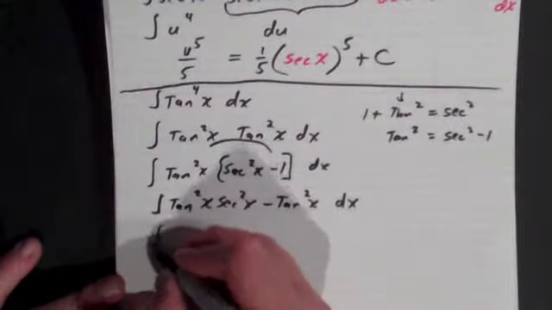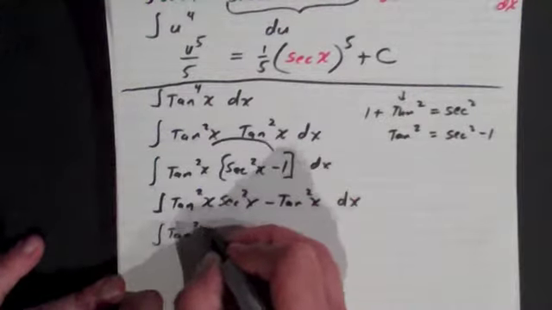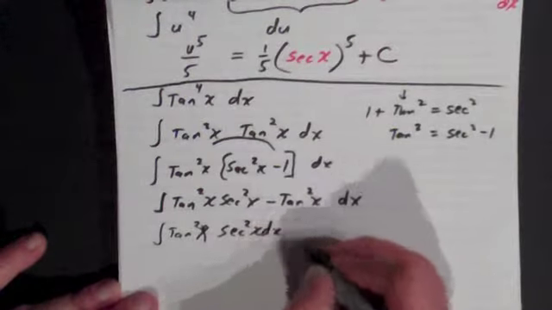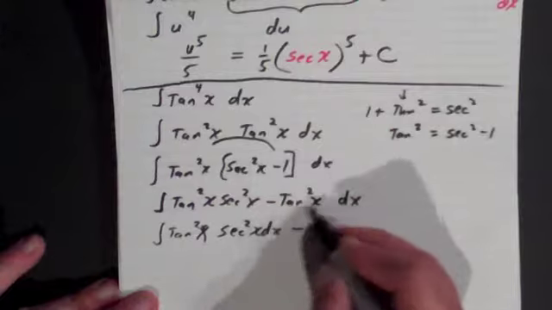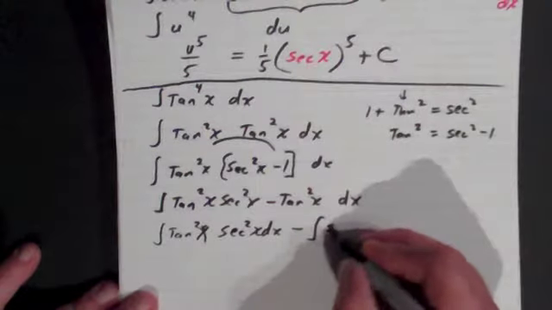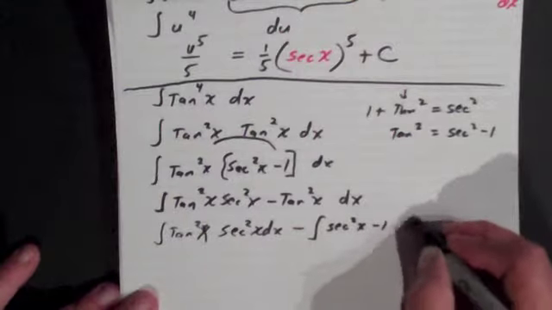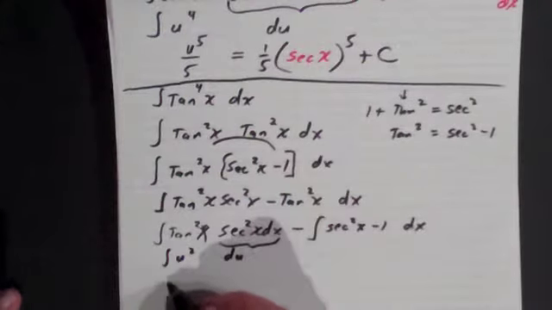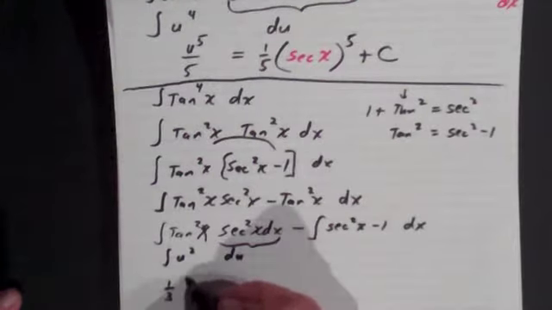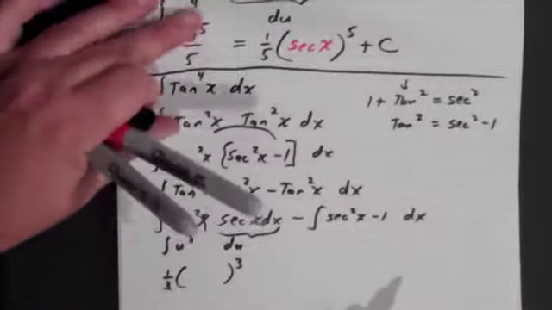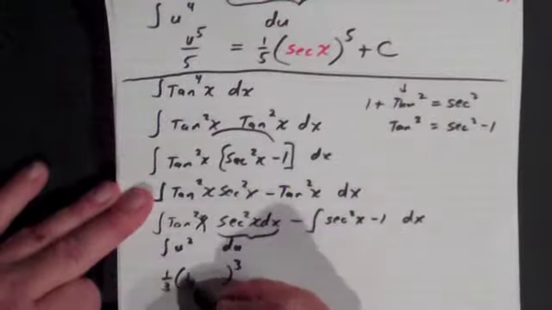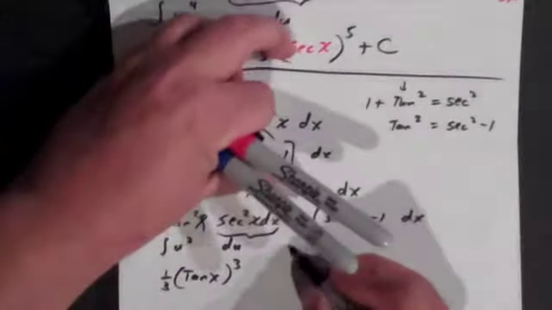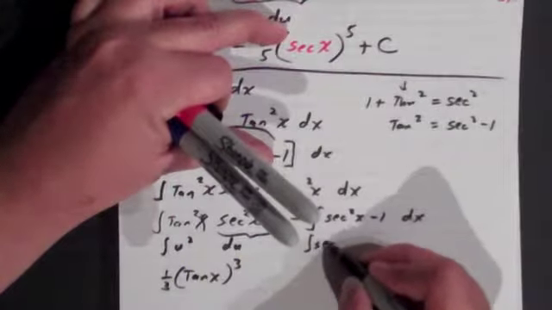If I leave this first one, tangent squared of x, secant squared of x dx, leave that as a first integral. Then I'm going to call this tangent squared again, another secant squared minus 1. This is a u squared du, so I believe when I integrate it I'd have u to the 3 over 3, or 1/3 u to the 3rd. U in this case is tangent, because the derivative of tangent is secant squared. This one I could separate again, integral of secant squared.